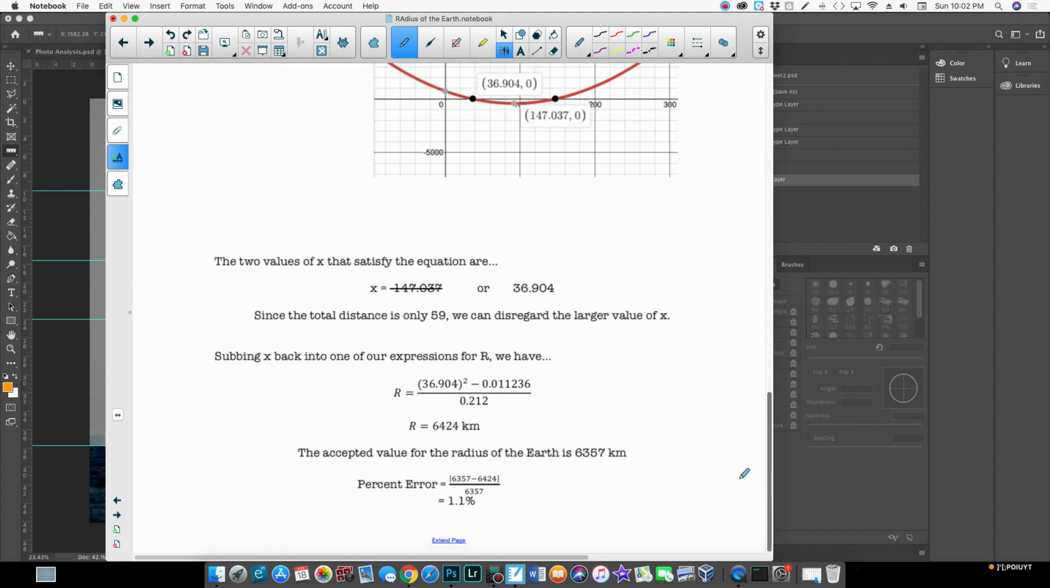And then we plug it back in, and what I got for the radius of the Earth this time was 6,424 kilometers, which is actually really close to the accepted value of 6,357. In fact, it's only 1.1% difference. So refraction wasn't really playing a big part in what I saw from the top of the escarpment.